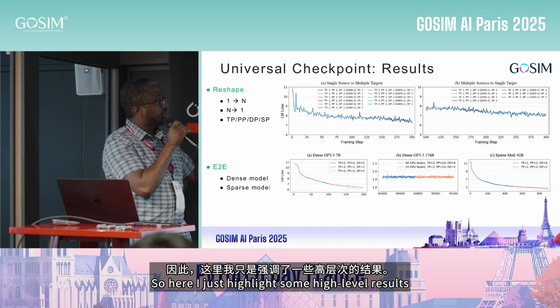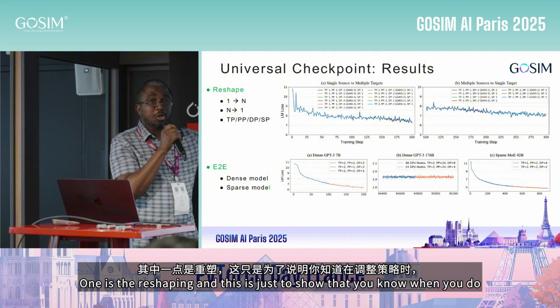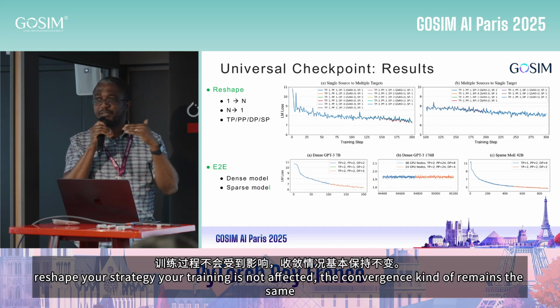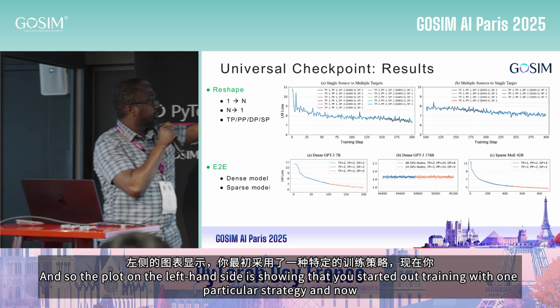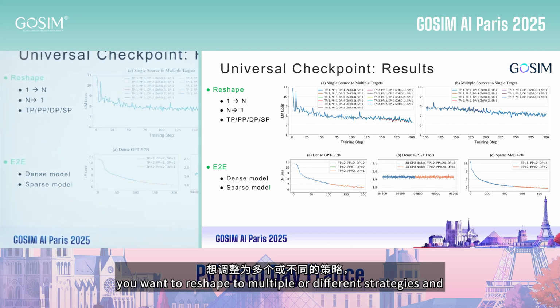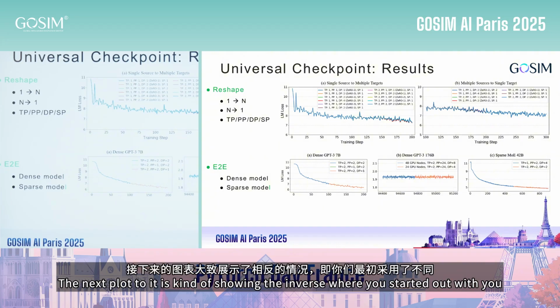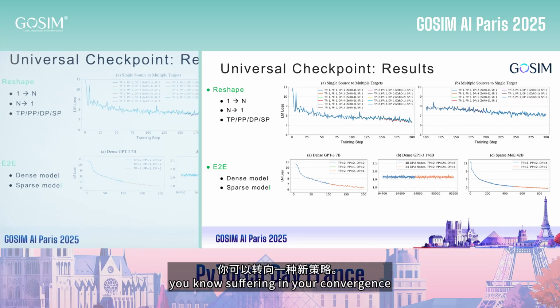So here I just highlight some high-level results. One is the reshaping, and this is just to show that when you reshape your strategy, your training is not affected. Your convergence remains the same. The plot on the left-hand side shows that you started out training with one particular strategy, and now you want to reshape to multiple different strategies, and the loss curve is the same. The next plot shows the inverse, where you started out with different strategies, and we're showing that you can go into a new strategy without suffering in your convergence.